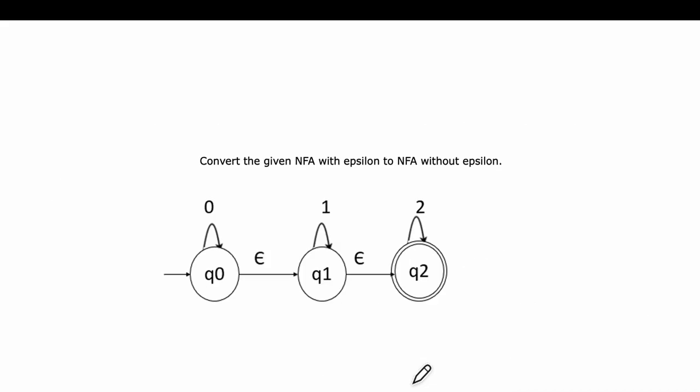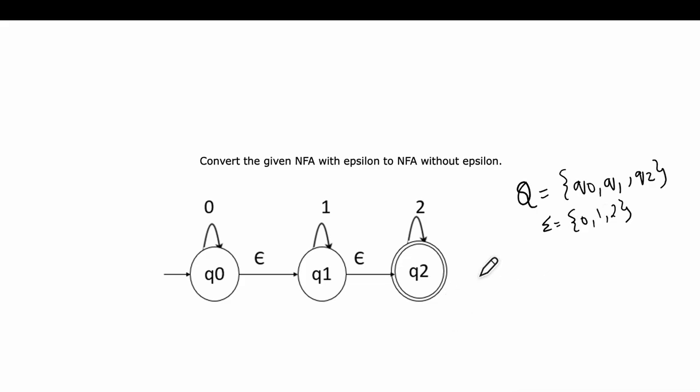Now let us say we have this given NFA with epsilon. From the given information, we have Q equal to Q0, Q1, Q2. There are three states. Q0 is the initial state and Q2 is the final state, and the input symbols are 0, 1, 2. There are three input symbols. This is the given NFA with epsilon, with initial state Q0 and final state Q2.